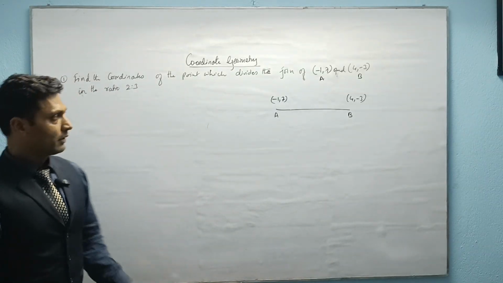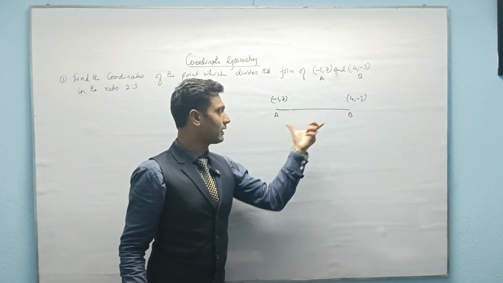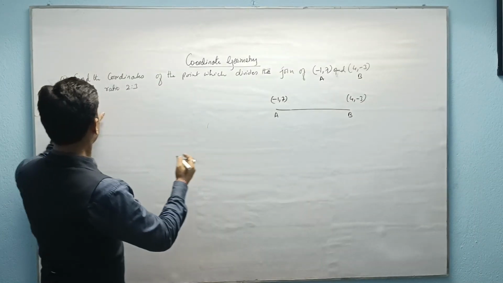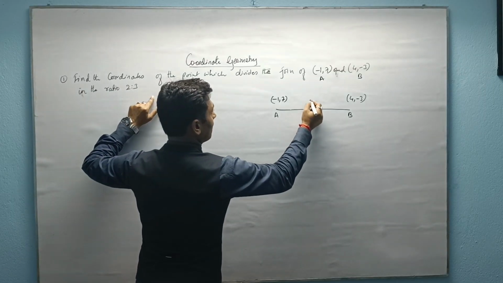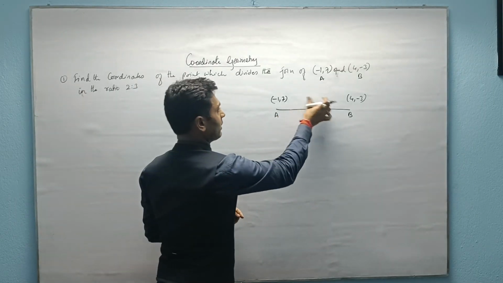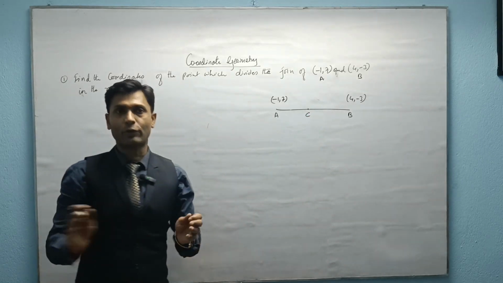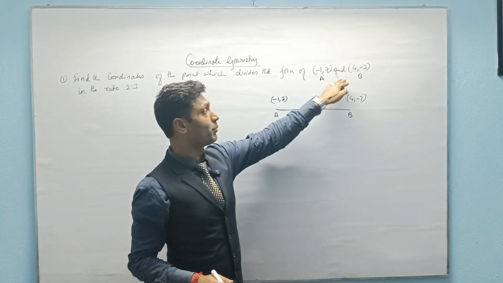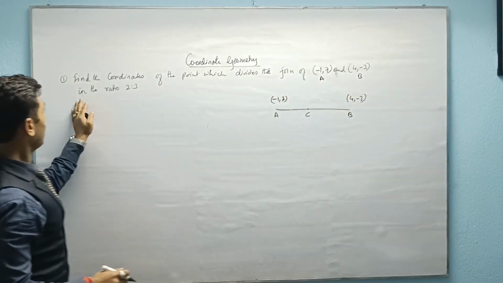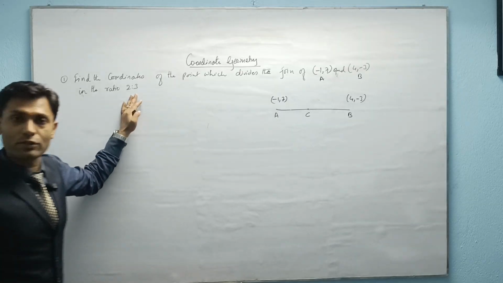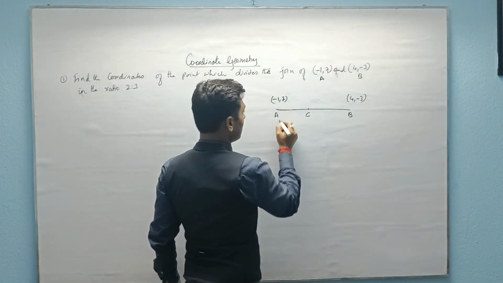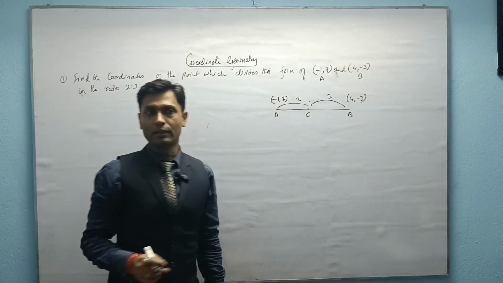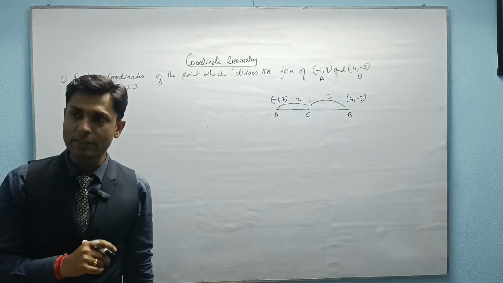Now the join of these two points, that is the line segment AB, is divided by another point C. But what is the coordinate of C? That we don't know. The question says that the join of these two points, AB, is divided by another point in the ratio of 2:3. So this ratio is 2:3. Now what we need to find is the coordinates of C.